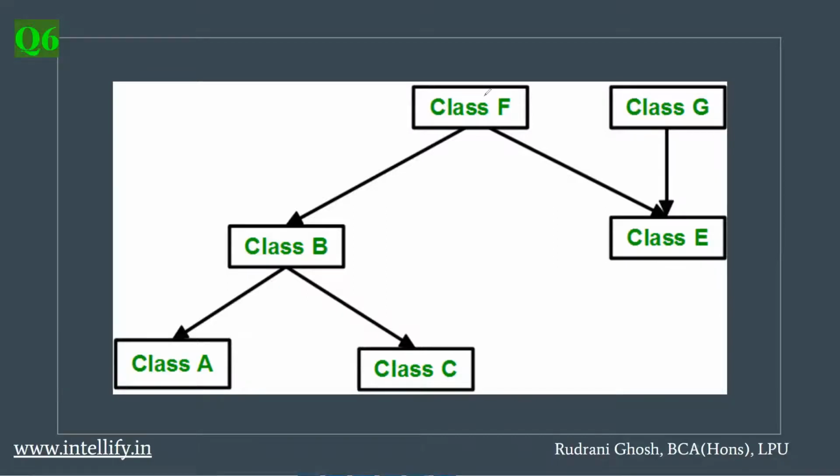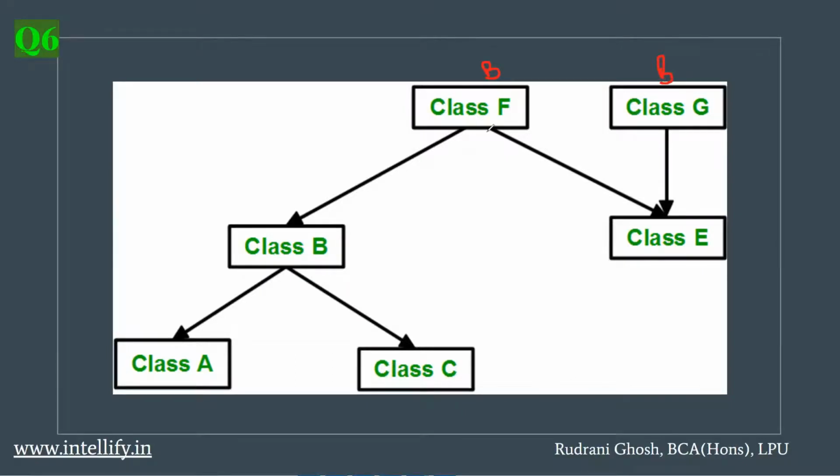We can say F is a base class. Why is F a base class? Because it has not been derived from any other class. Is there any other class here which is not being derived from any other class? Yes. Class G is also a base class. It has not been derived from any other class.